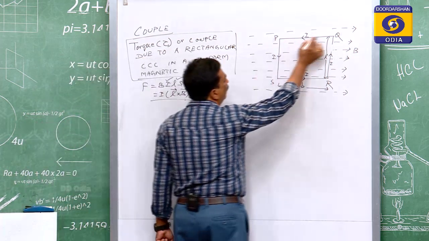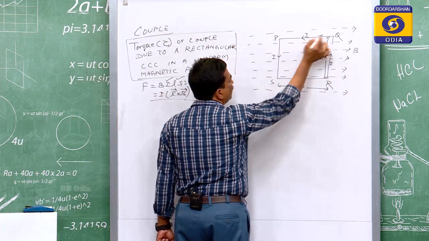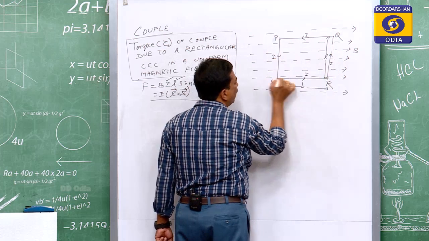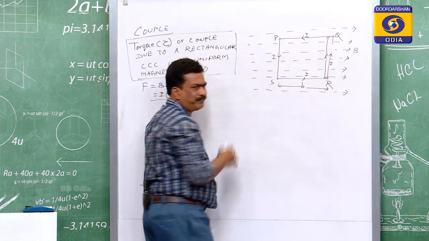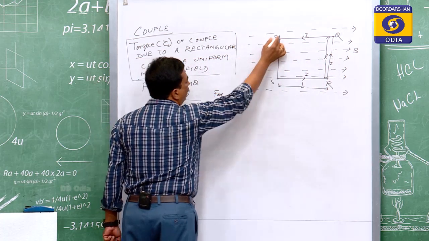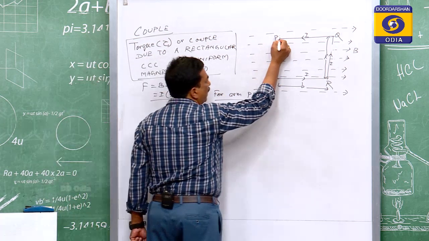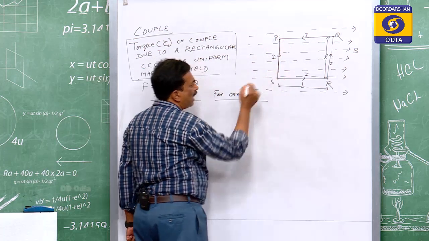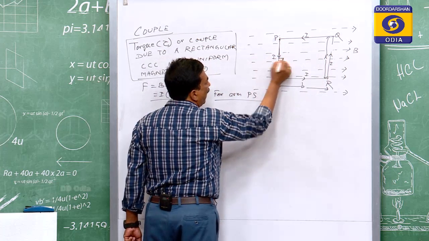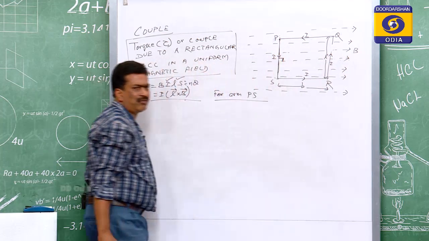So, here in this figure, you have four arms of the conductor: PQ, QR, RS and SP. If you go for the first one, the arm PS, you see this PS is the arm of length L. This is the magnetic field, and L and B make an angle of 90 degrees.